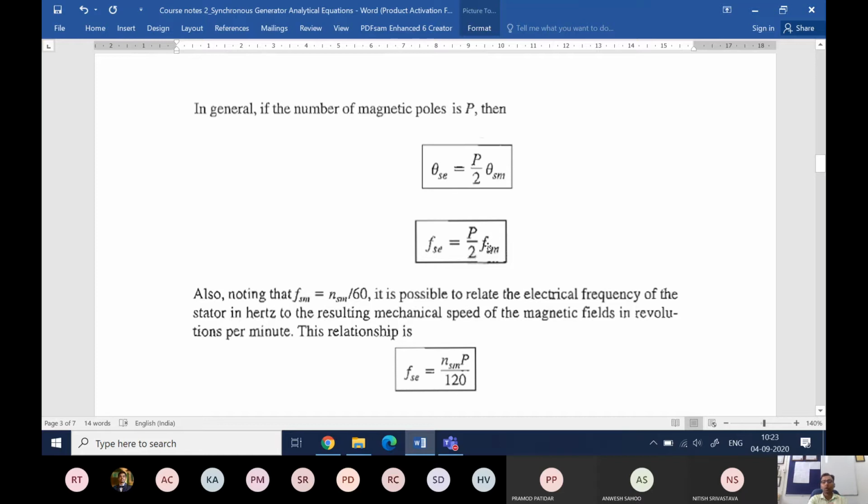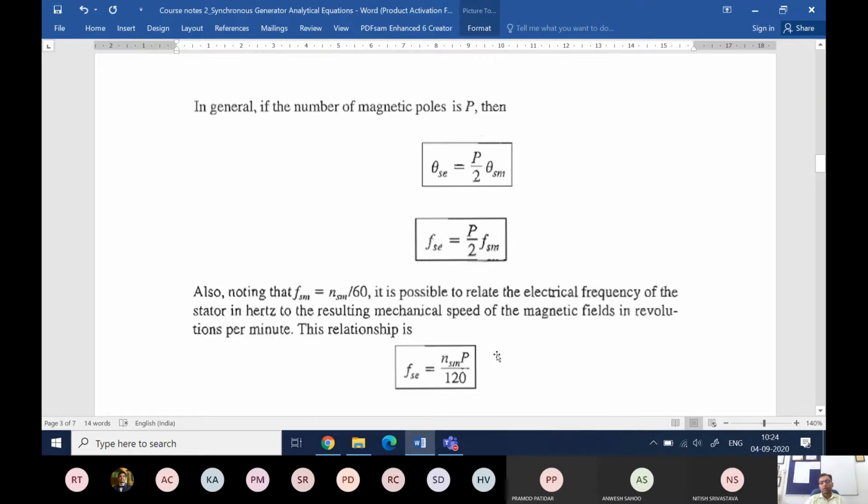If you replace FSM in terms of RPM, revolutions per minute, then you put NSM divided by 60, and this becomes like this. So that is how this relationship works. That is the relationship between the mechanical RPM of the machine and the electrical frequency generated.